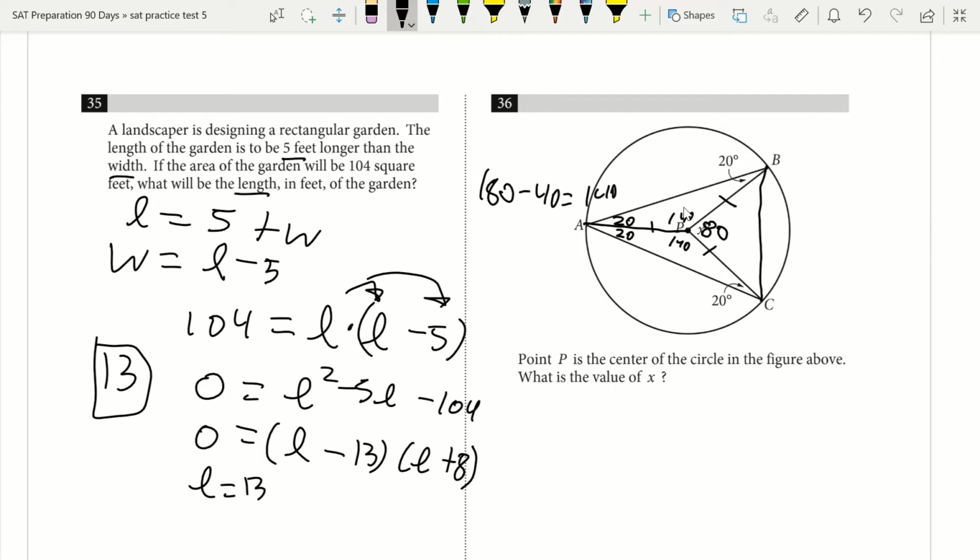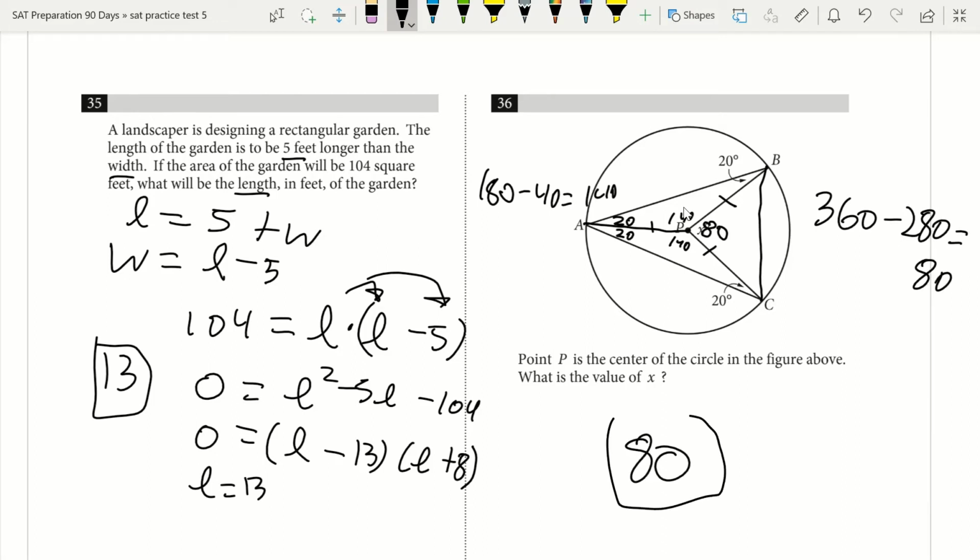Another way you could think about that is 140 plus 140 is 280, and then do 360 minus 280. You know then that's going to equal 80. So another way you could do it is that way. So either way, the answer there is going to have to be 80.